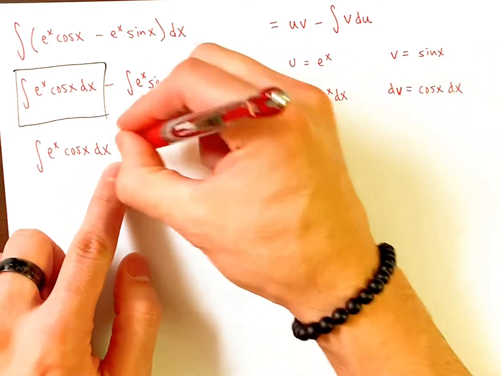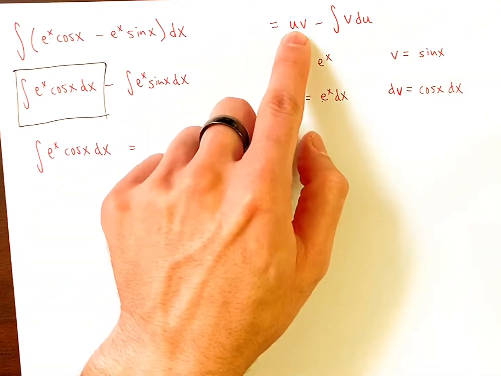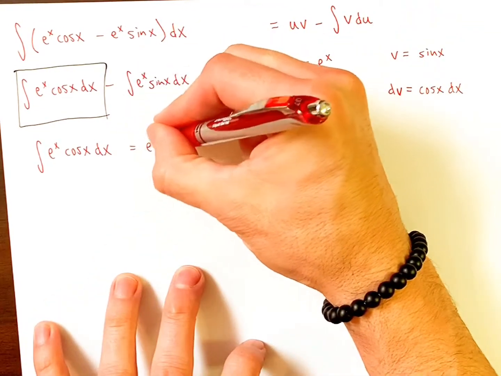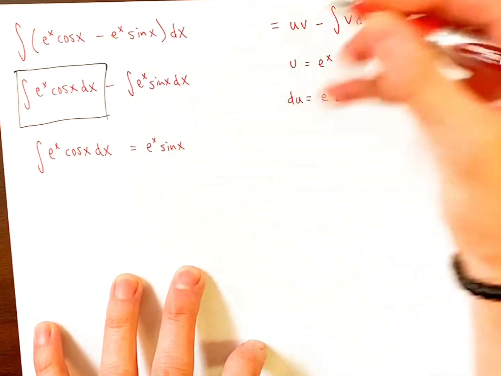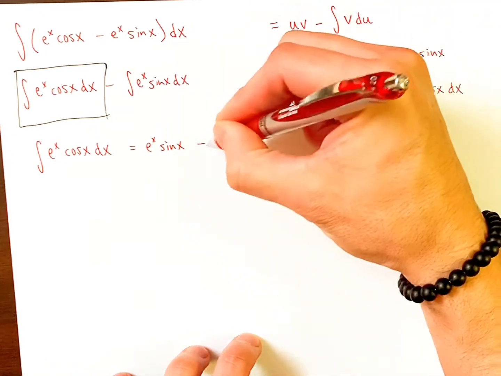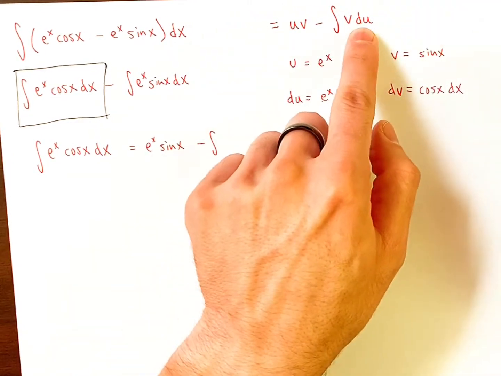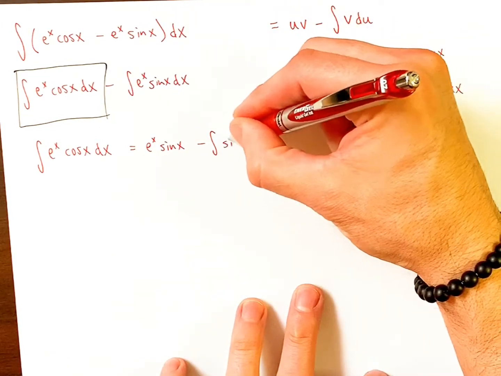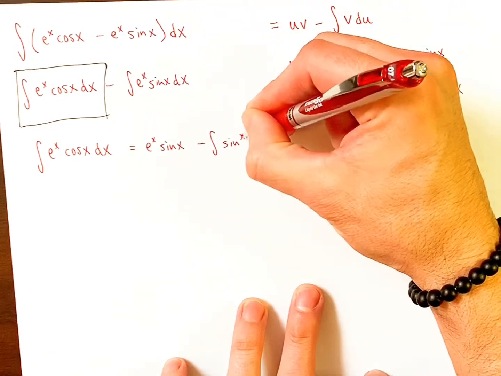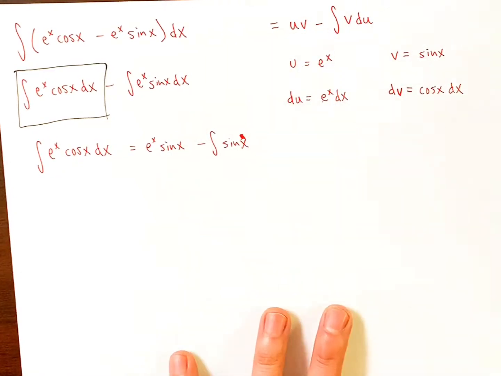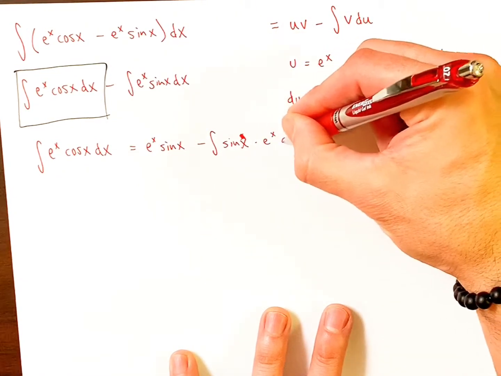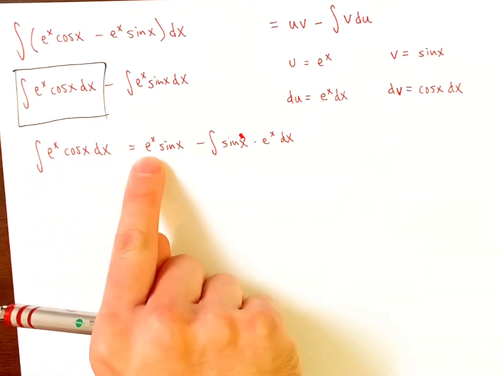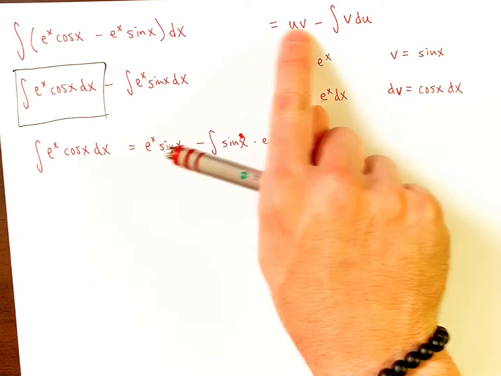So let's see. We have all of this here equals u times v, so this times this, minus integral v du. So it's v and then du. So we have sine x times e to the x dx, okay? So this is what we're trying to evaluate. It happens to equal this, which came to us from that.